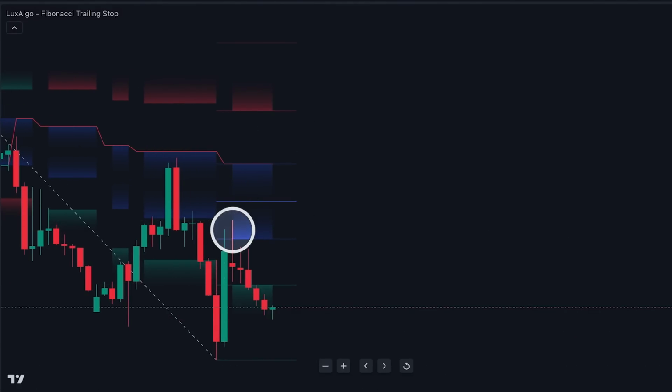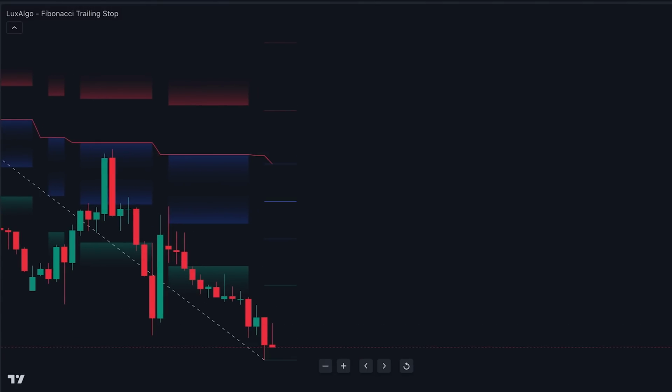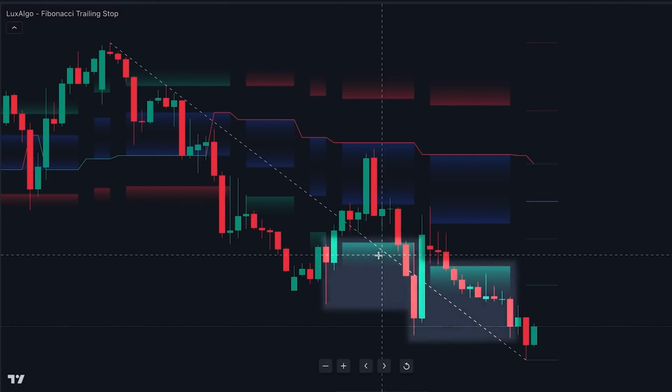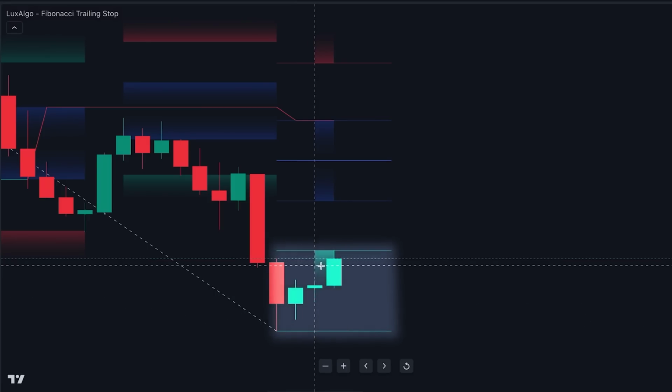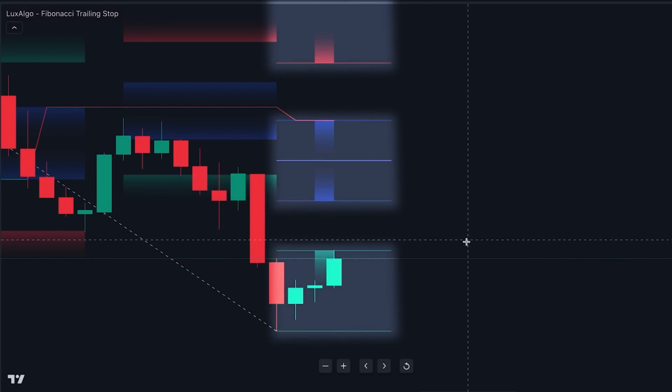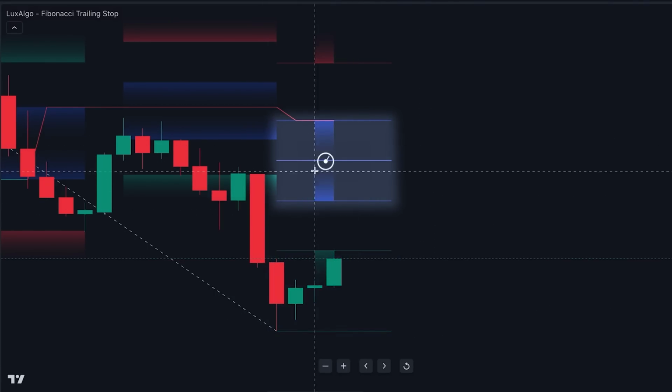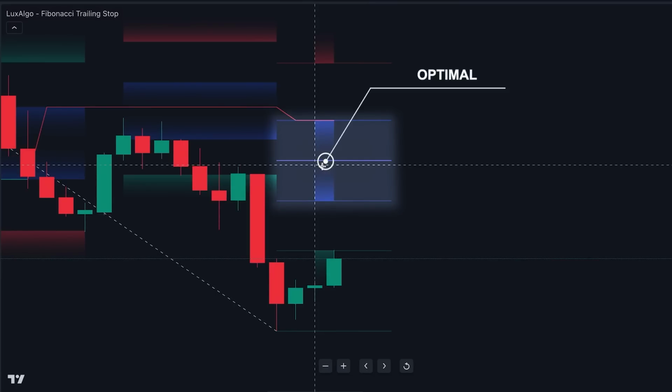Once you have an entry, you can target the high or low of the recent swing while keeping stops above or below the entry candle's high or low. It's also worth noting that the green, red, and blue zones can all be used for retracement, though the blue zone is considered the most optimal.